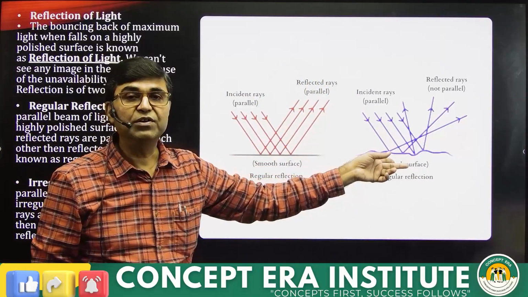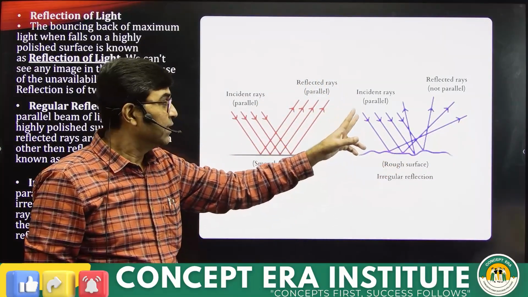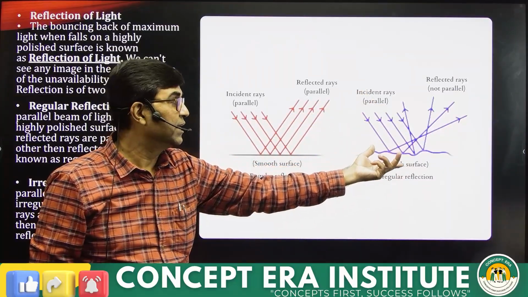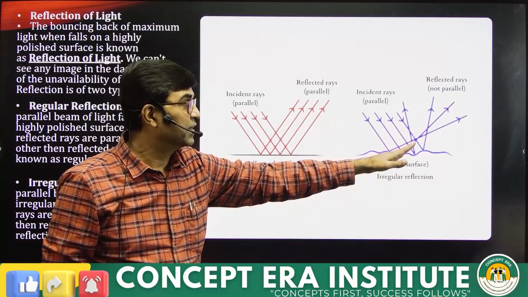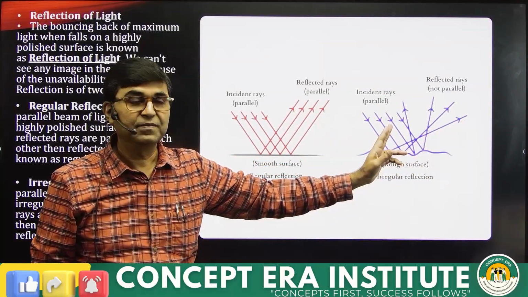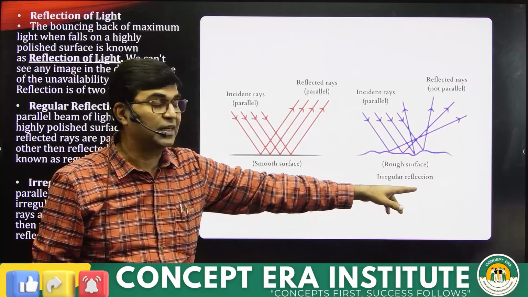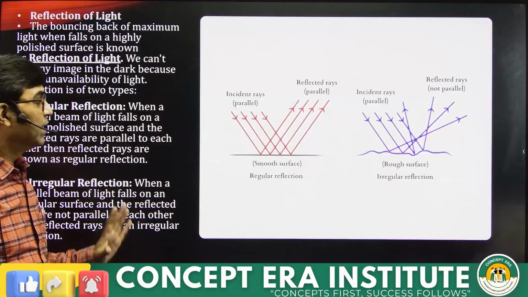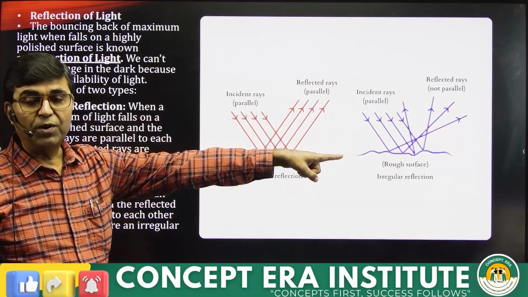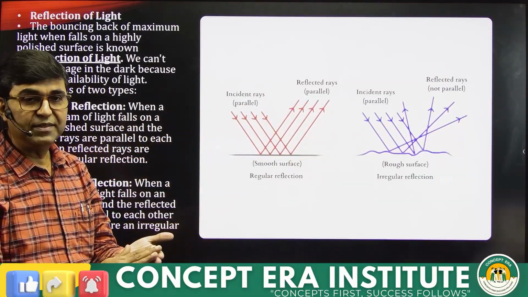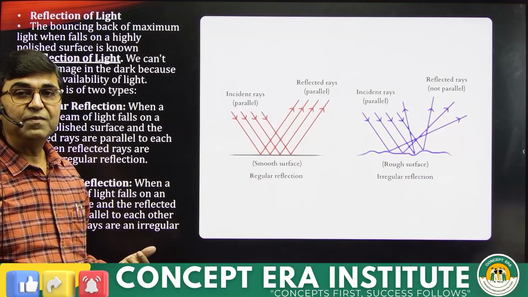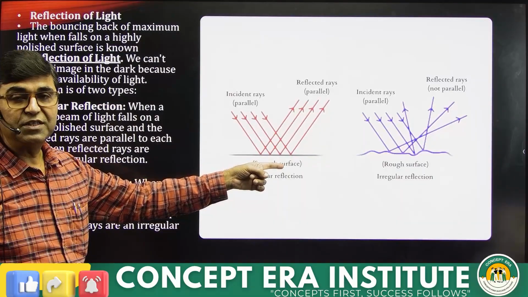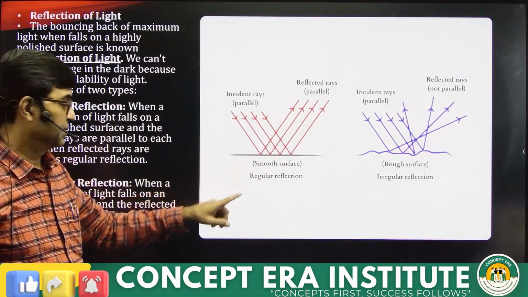And when light falls on a rough surface, the incident light is not reflected in a same pattern. The reflected rays follow different directions. That's why it is known as irregular reflection, or it is also known as diffused reflection. The surface of the wall, of the table, of the hand, anything that you can see is rough, and smooth surface is only highly polished steel or good quality glass.